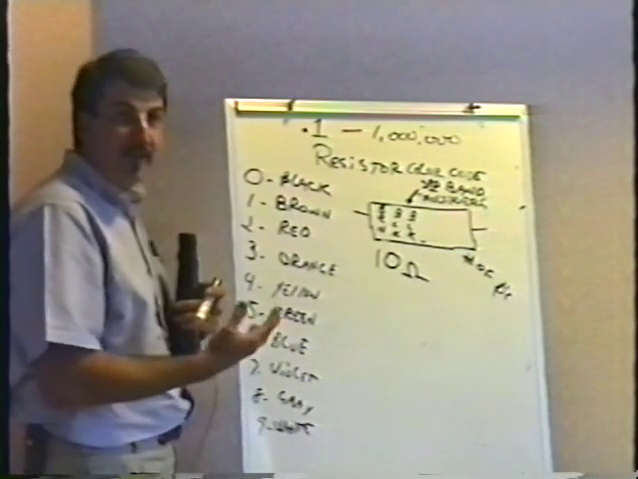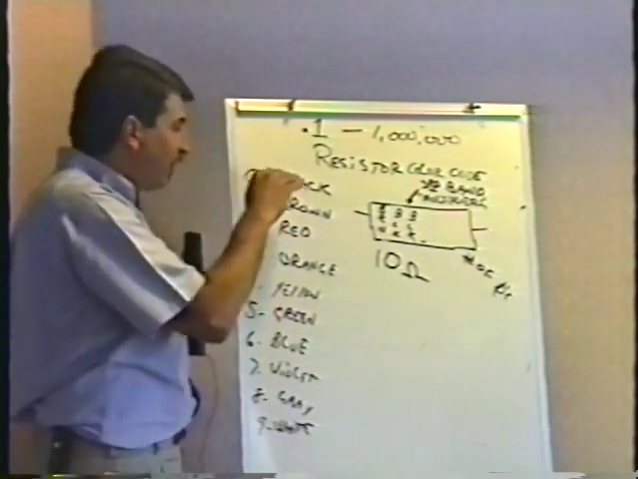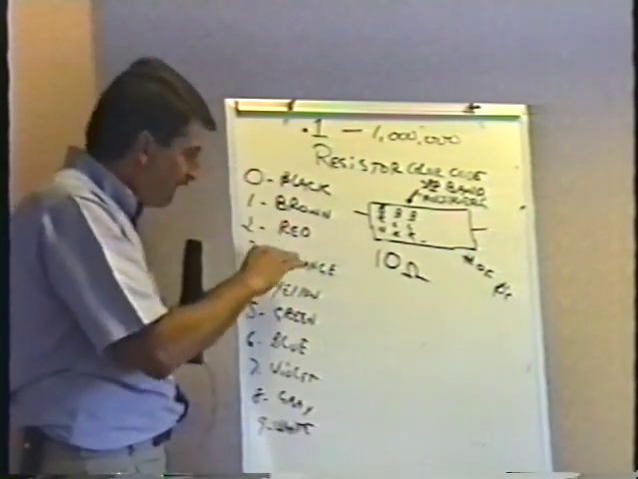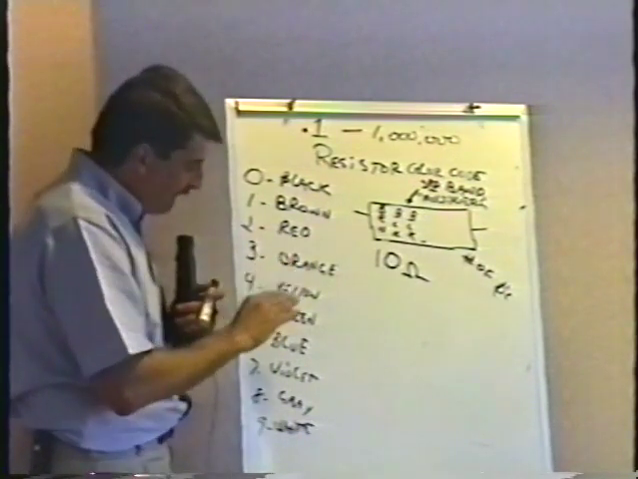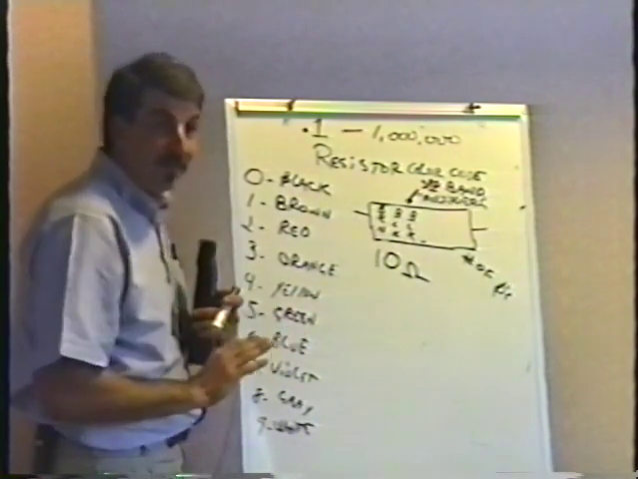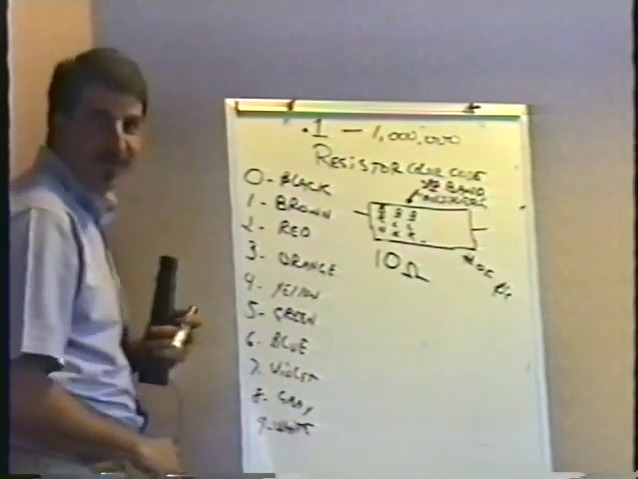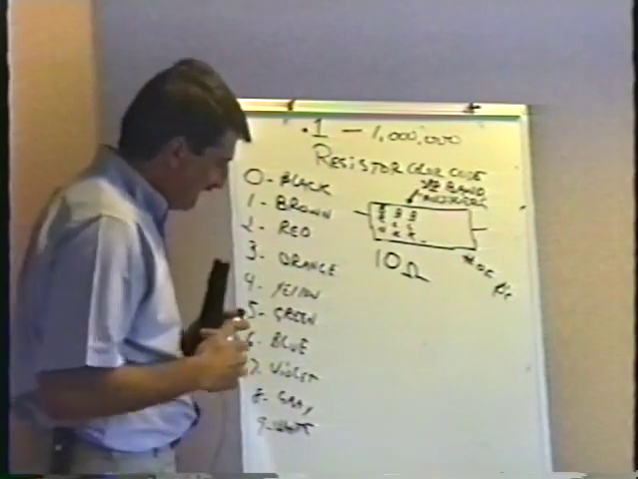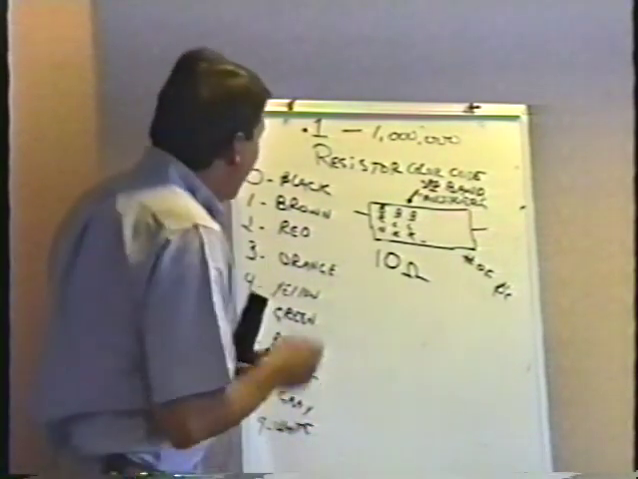And if you want to remember it in Spanish, it's negro, café, rojo, naranja, amarillo, verde, azul, violeta, gris, and blanco. Correct? Correct. All right. Pretty cool, huh? I learned that in Mexico City last time. So anyway.